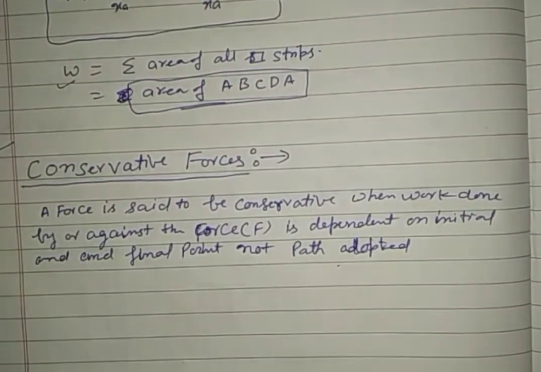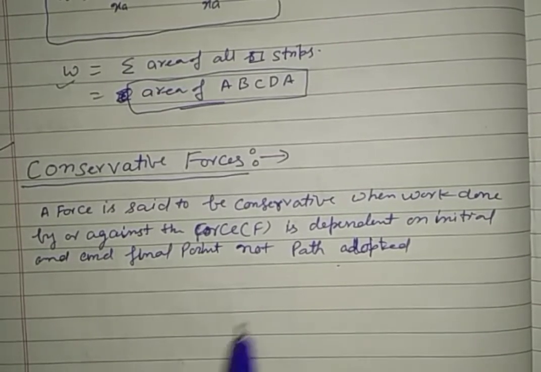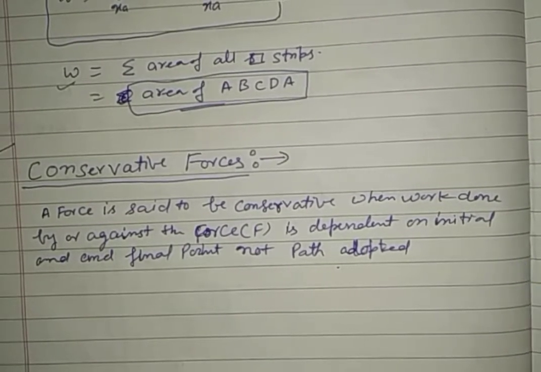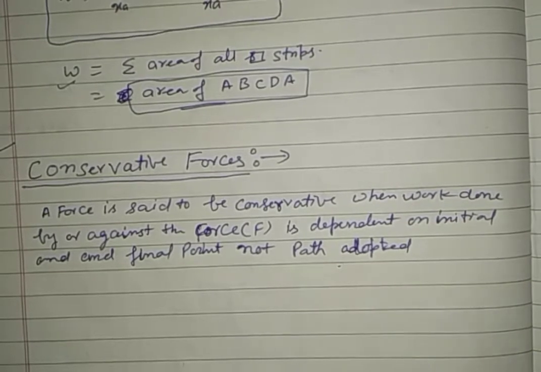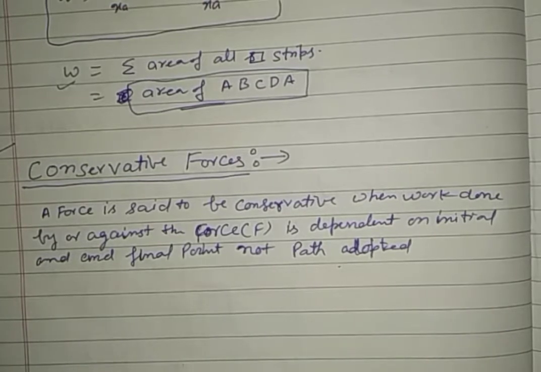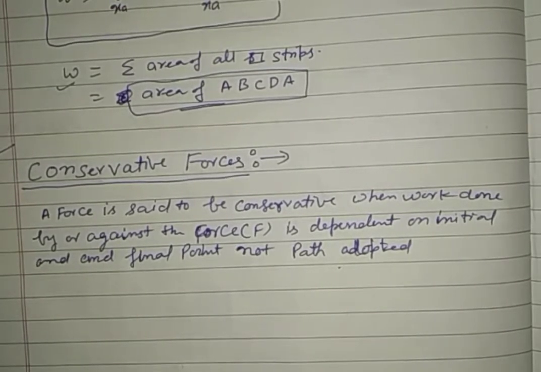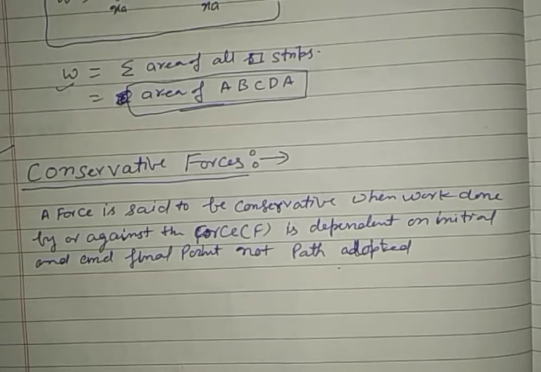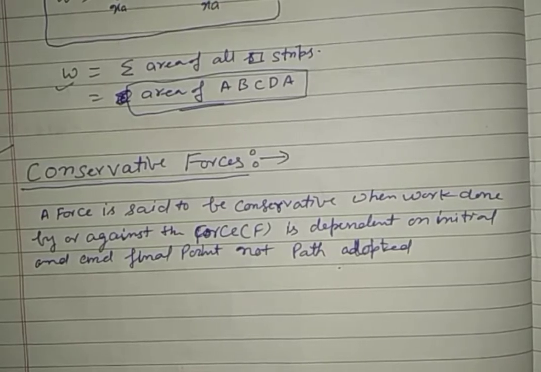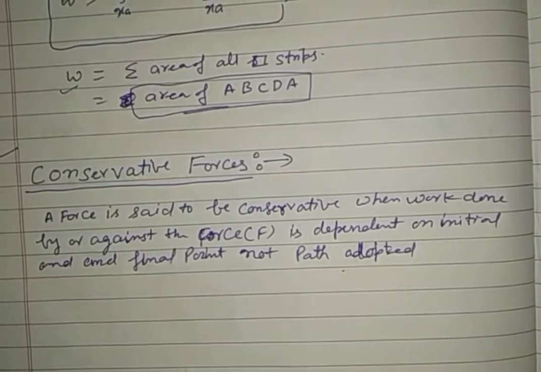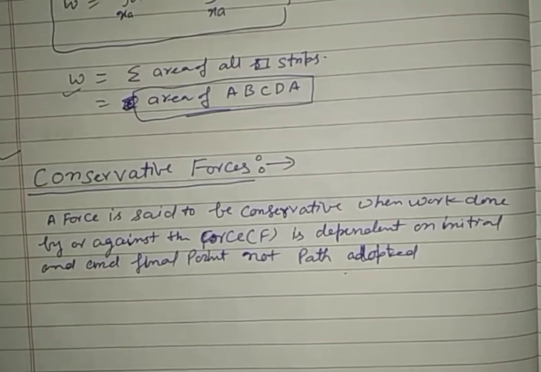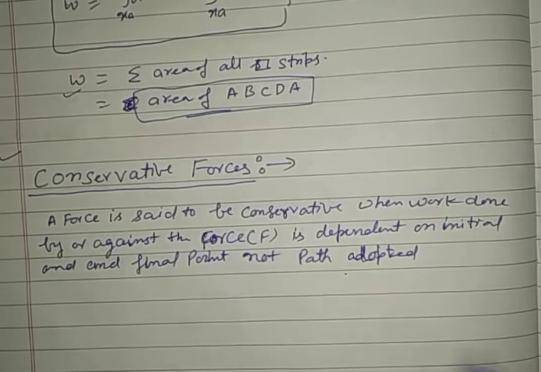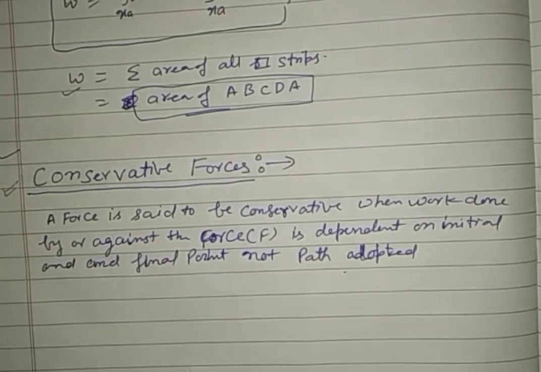So a conservative force acting on a body displaces the body from one position to another, from initial to final. So if there is a displacement, naturally there is work done. If this work done does not depend upon the path adopted to move from initial to final point, the path may be any, but the initial and final points are fixed, then work done in all cases is the same. If it is the same, then the force is said to be conservative.